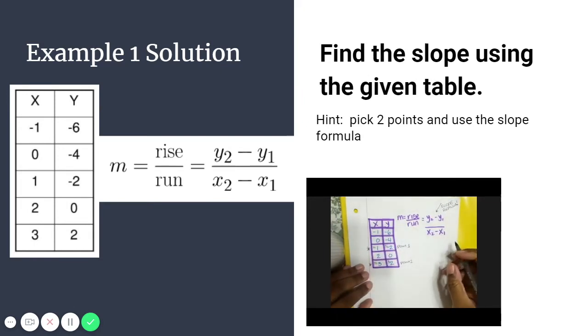And you want to establish that before you get started, so that way when you start plugging in your numbers, you're not confused about what number goes where. So now I'm going to go ahead and start plugging my numbers into my formula.